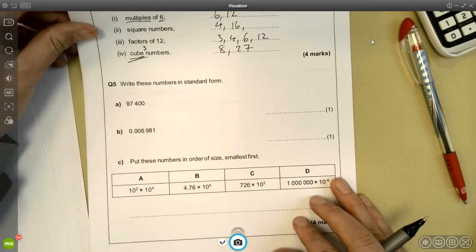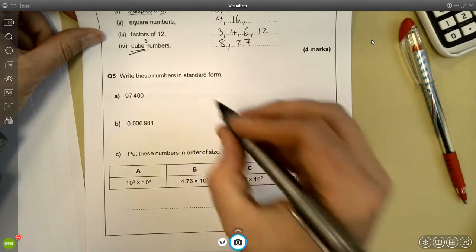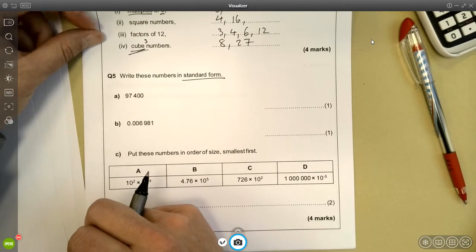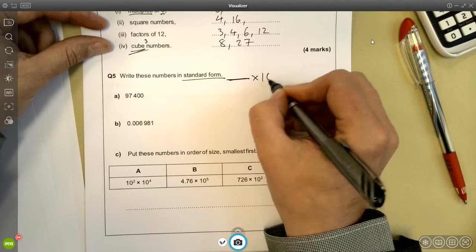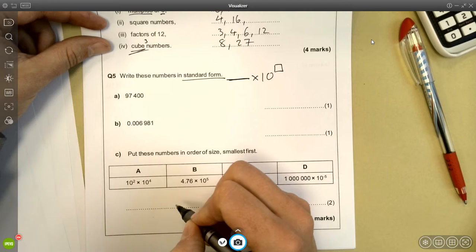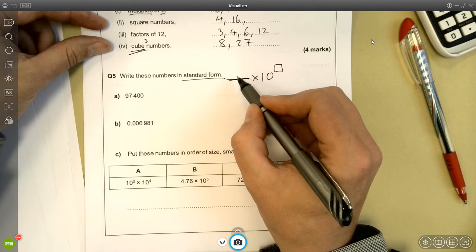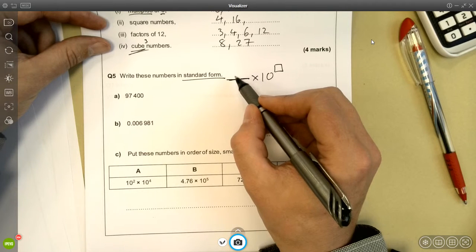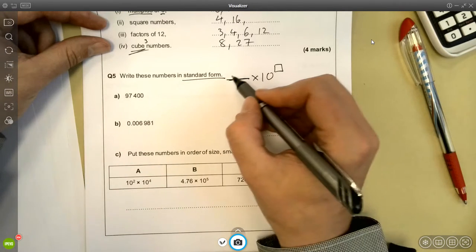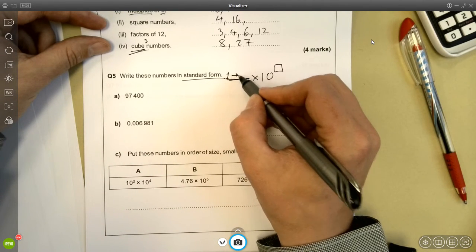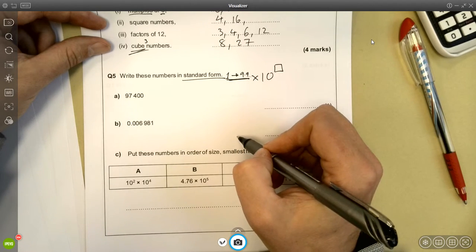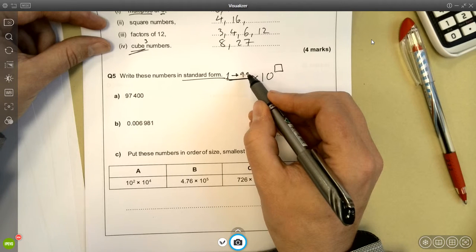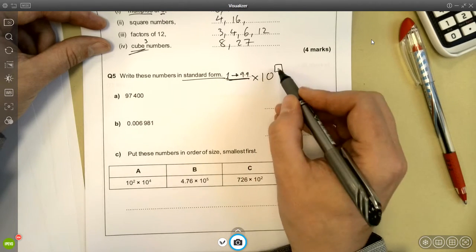Let's look at question 5. So write these numbers in standard form. Something that's in standard form is something times 10 to the power of something else. In here you want to be going, smallest number you can put in there is 1. So you can go from 1 all the way up to 9.9 something. Want to go to 10, really you can go back to 1 here, etc.